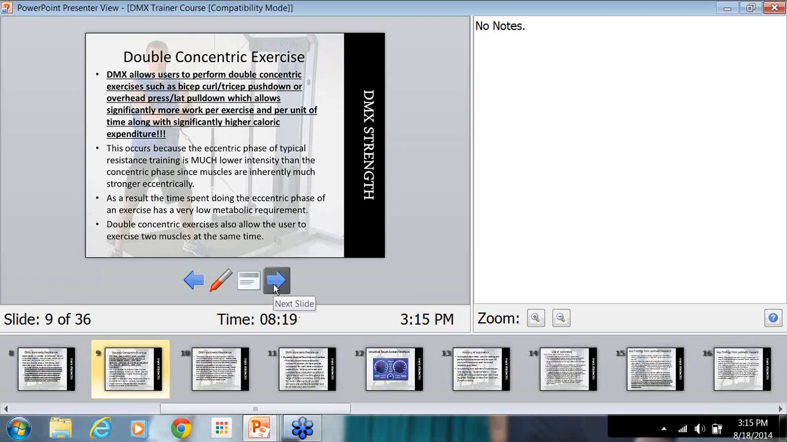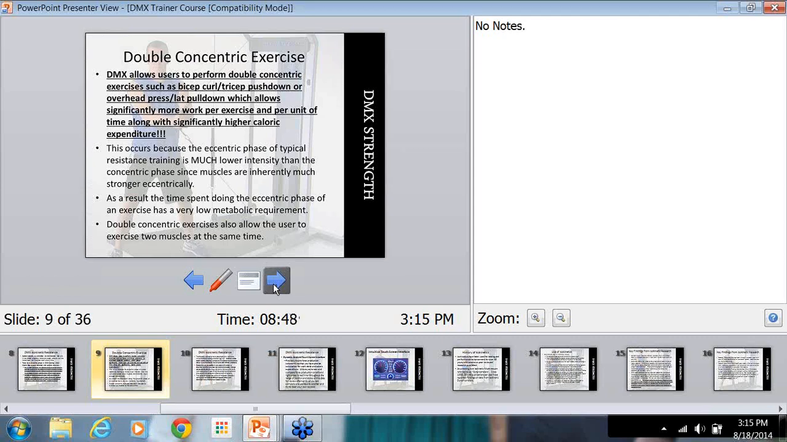Double concentric exercise, another interesting feature of DMX. It's going to allow users to perform double concentric exercises, such as a bicep curl and a tricep push down. So you curl up and immediately push down with no break or change. Or another example would be an overhead press immediately to a lat pull down. So you're going to be able to do more work per exercise and per unit of time. And what does that really mean? It means you're going to get a higher caloric output associated with your weightlifting.